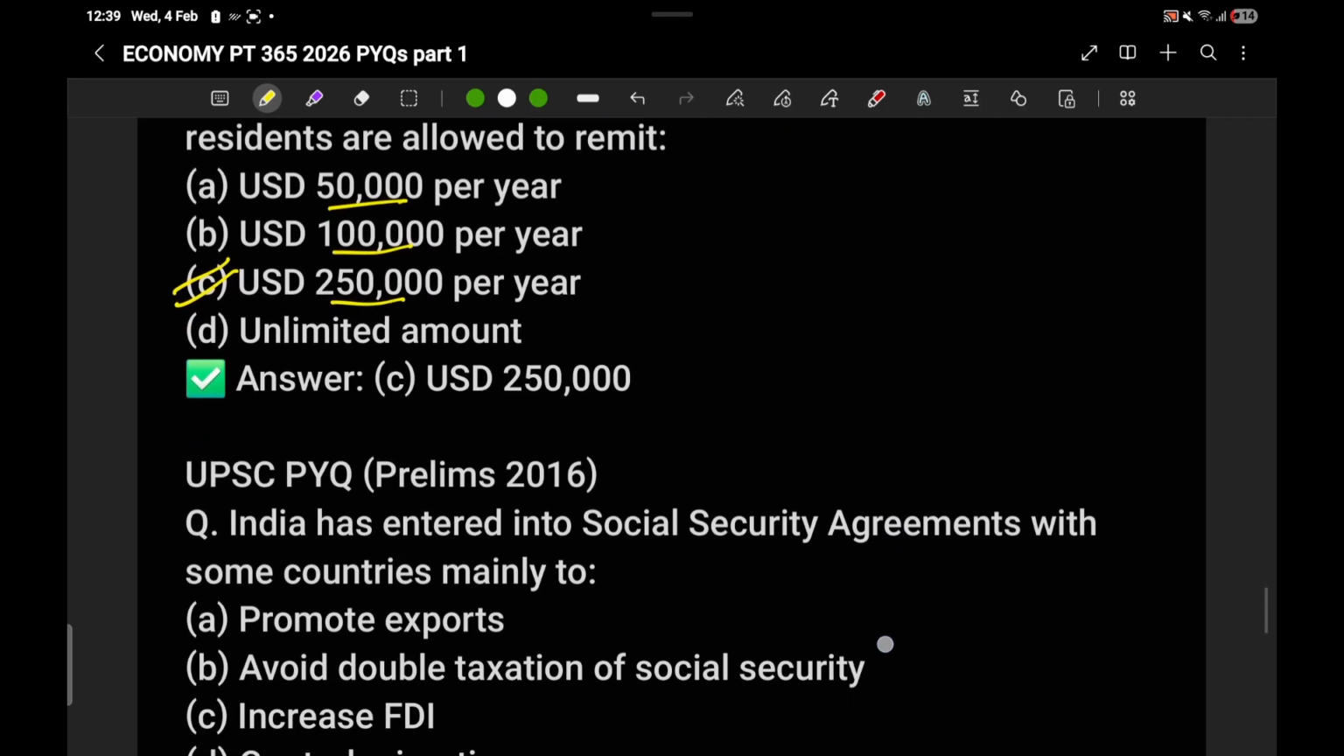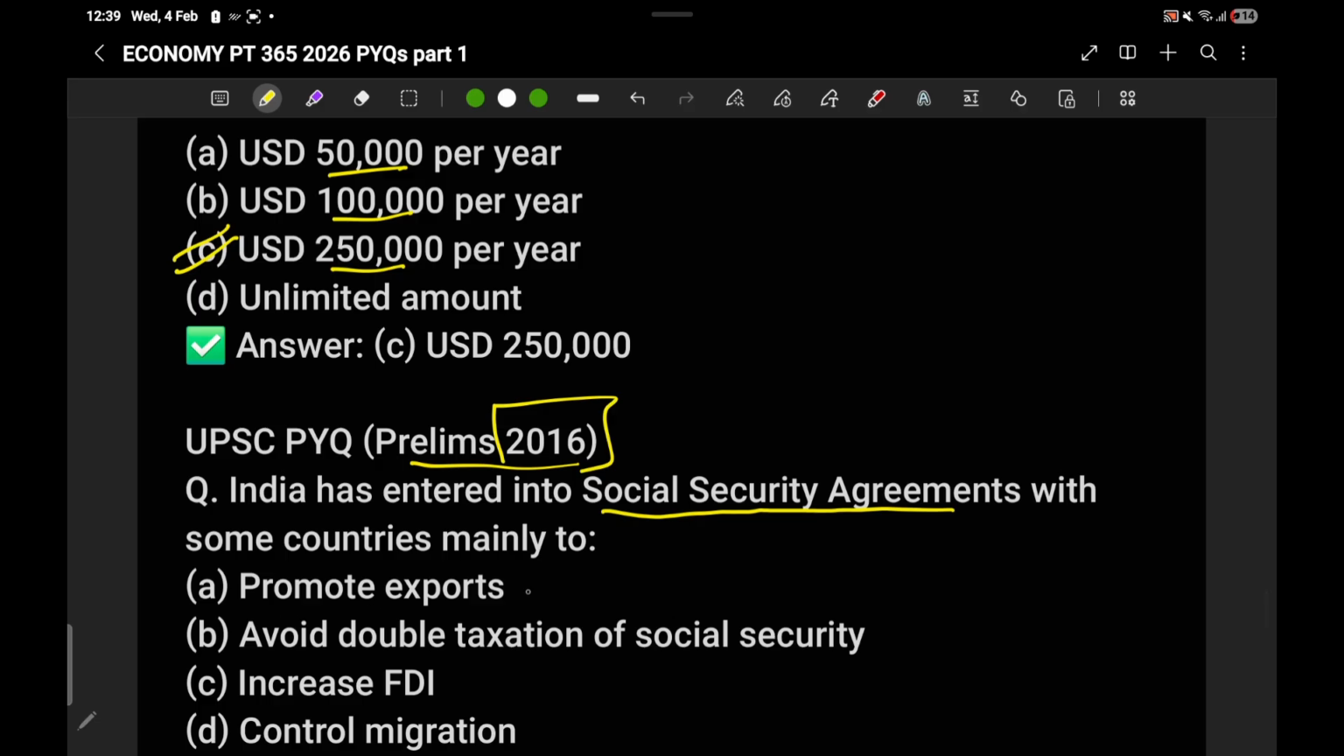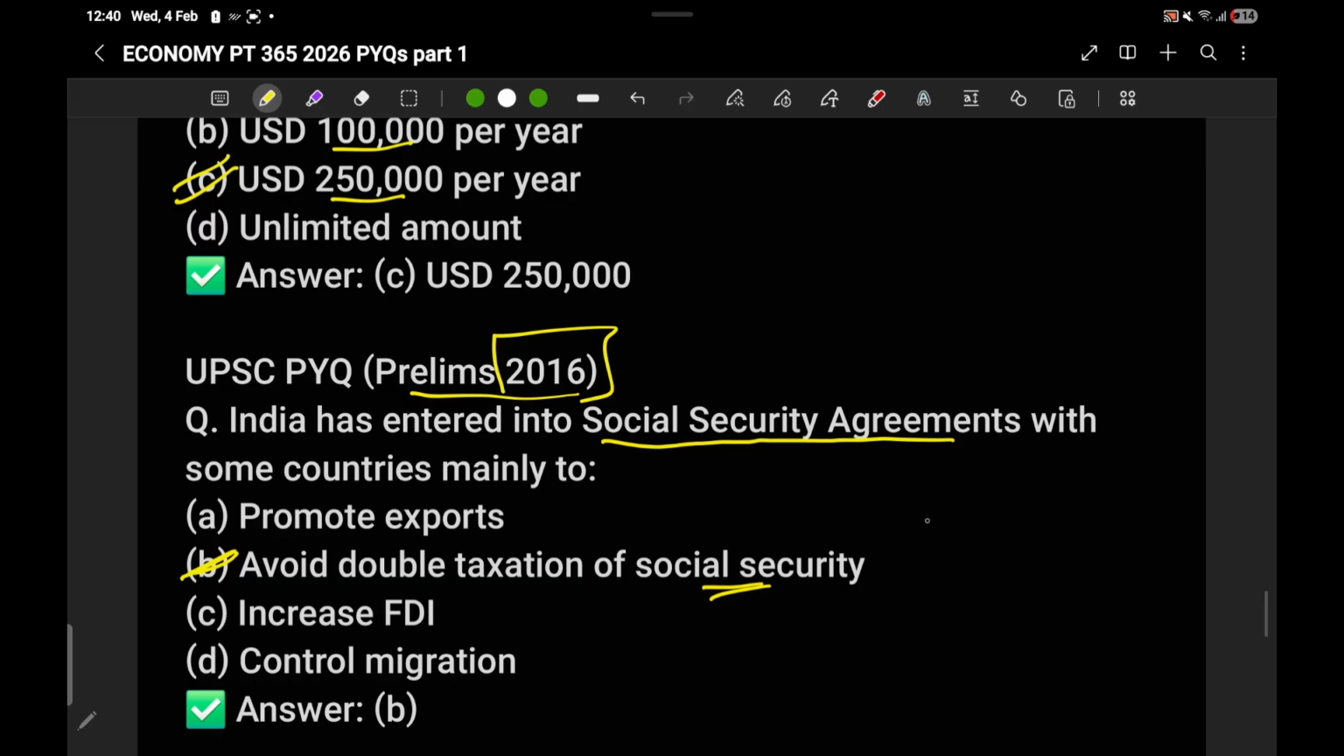Next question. Prelims 2016: India has entered into a social security agreement with which of the countries? Mainly the question is what this social security agreement focuses on: promote exports, avoid double taxation of social security, increase FDI, or control migration. The question itself speaks about the social security agreement, so option B is the answer, avoid double taxation of social security. Which country has signed it recently with India? It is India and the UK.